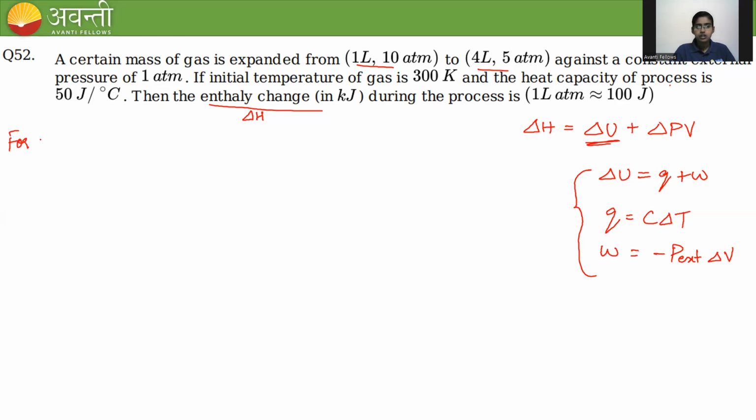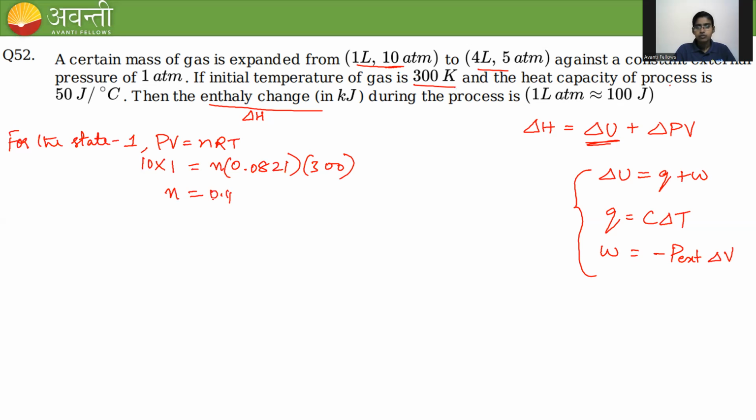Now for state 1, PV is equal to nRT from the ideal gas equation, right? The pressure is 10 atmospheric pressure here and the volume is 1 liter, which is equal to n into the value of gas constant R, which in terms of atmospheric pressure is 0.0821, and the initial temperature is 300 Kelvin. So the final answer for n will be 0.4. Number of moles is 0.4.